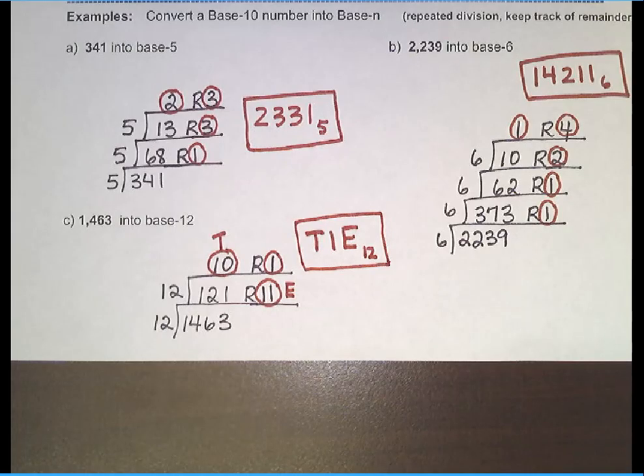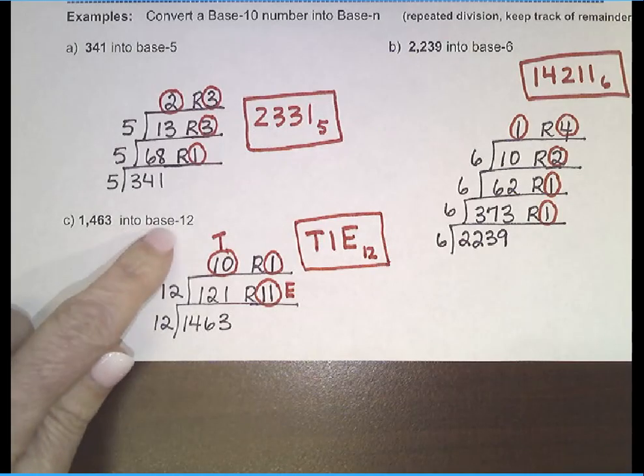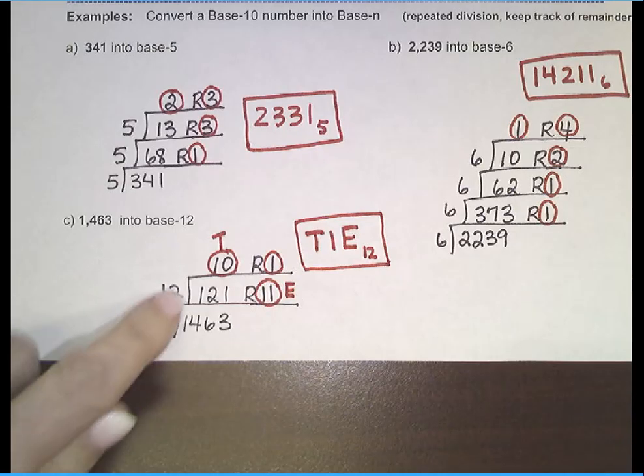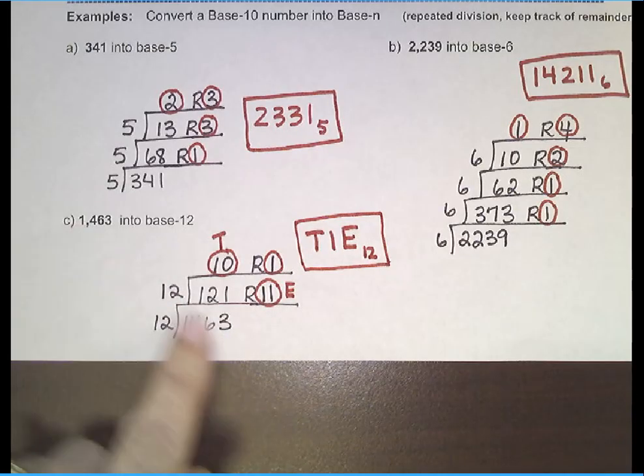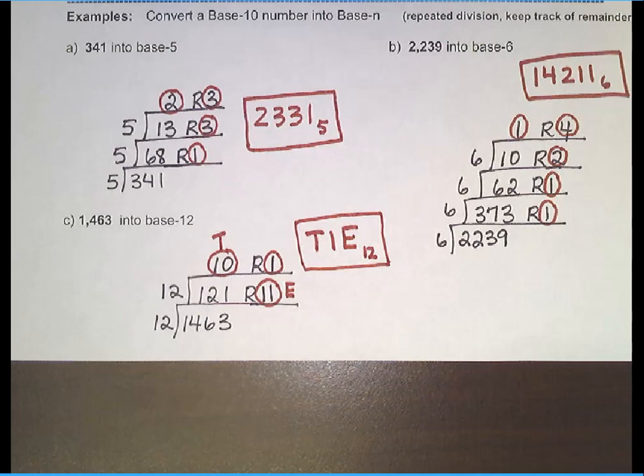So divide repeatedly into whatever the base is. So divide that number into the number you're trying to convert over and over, and keep track of the remainders. And that's how you can convert a number very easily from base 10 into base n.